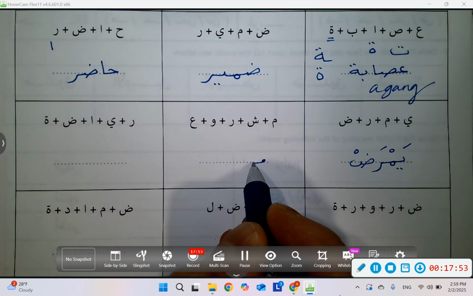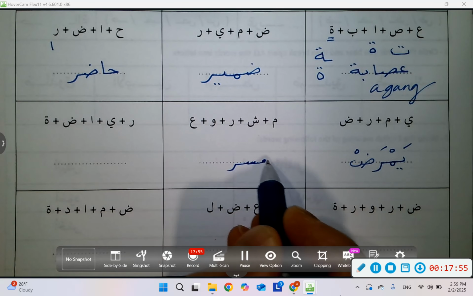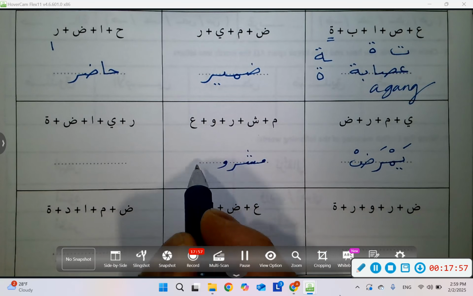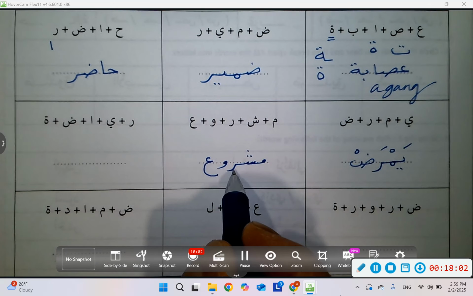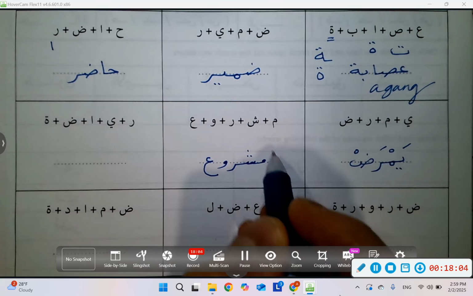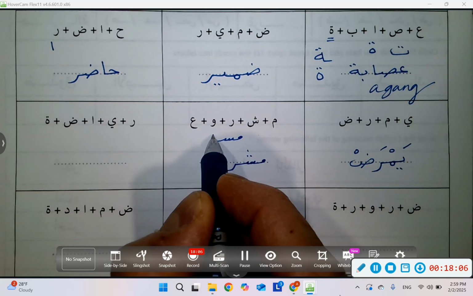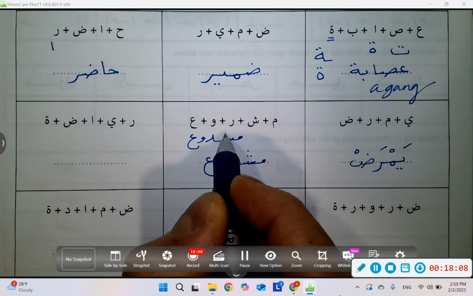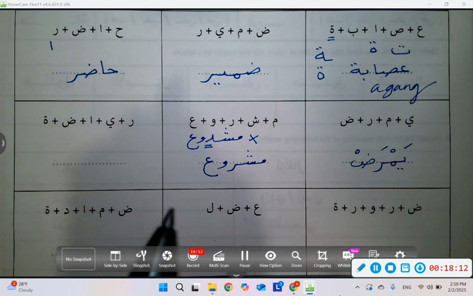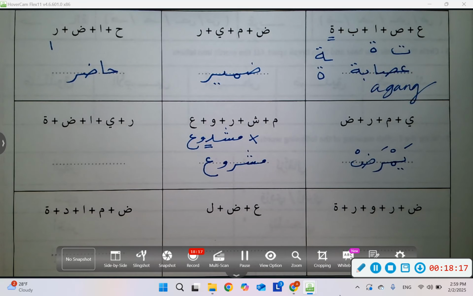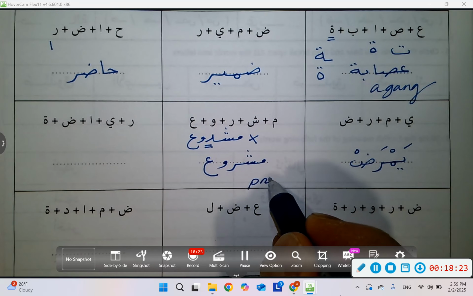مشروع. ميم شين راء واو عين. And if you notice ra under the line, don't write مشروع like this. As I see a lot of students, this is wrong. This is not ra. This is dal. If you write it like this, I will consider it wrong and I'll take half a point. مشروع يعني a project.